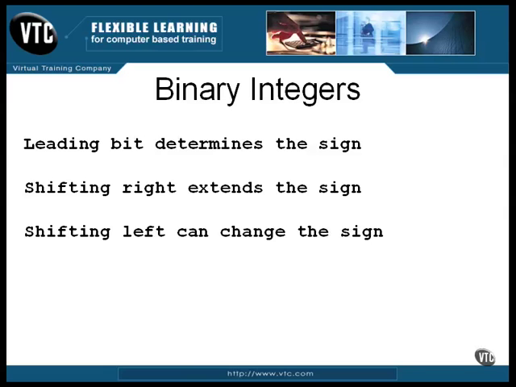Shifting an integer to the left can cause a change in the sign bit. So not only does shifting to the left double the value, it can change the sign of the number. Continuous shifts to the left will eventually result in 0, always.